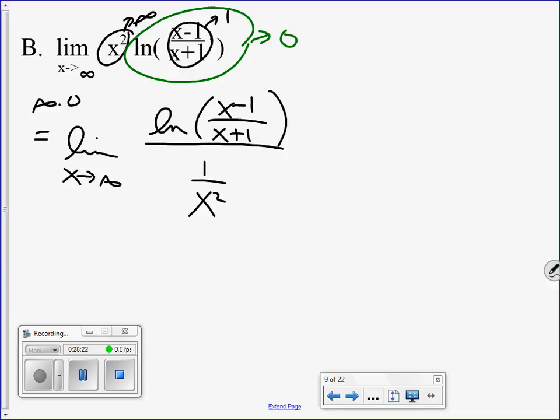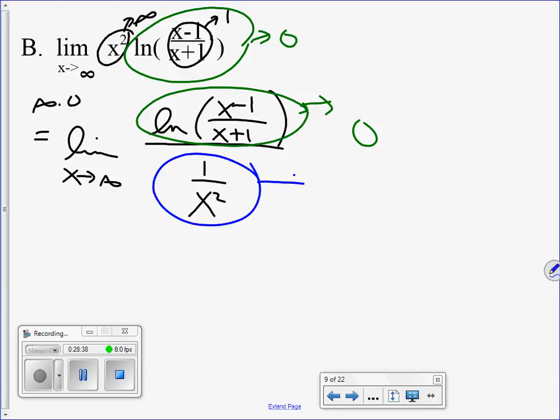Let's see what this is now. So what about the numerator? The ln of 1, which is 0, over 1 over x squared as x approaches infinity, that's approaching 0. So now it's still indeterminate, but we can use L'Hopital's.